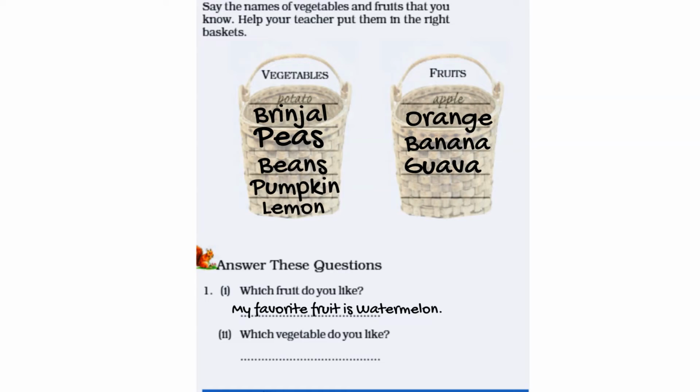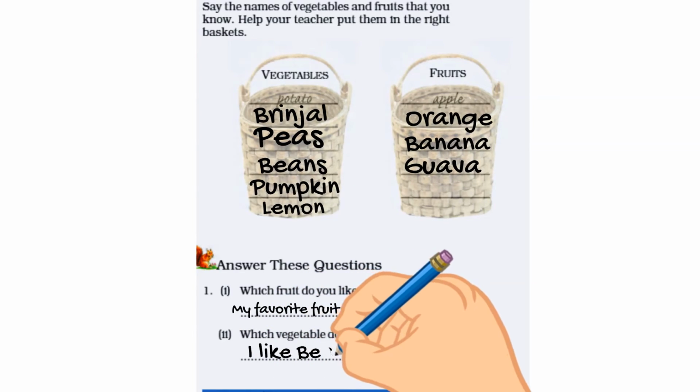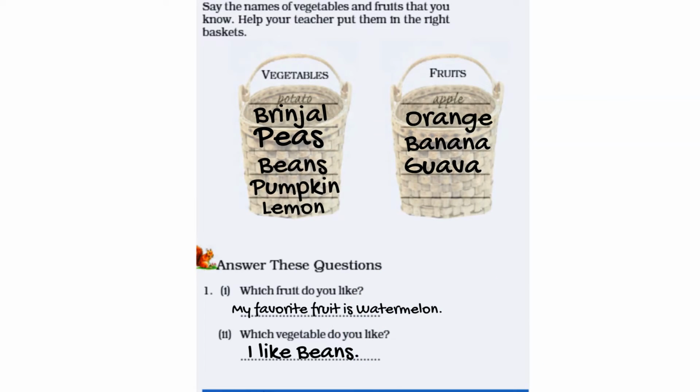Okay, next question. Which vegetable do you like? I like dash dash dash, your favorite vegetable, you can write there. So my answer will be I like beans. Beans are my favorite.